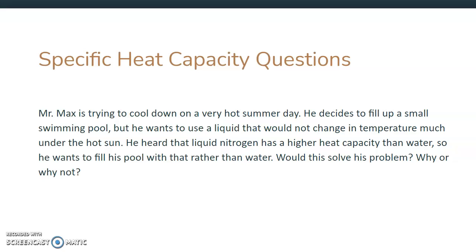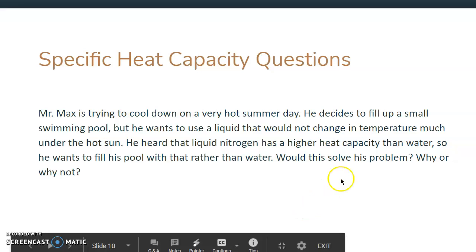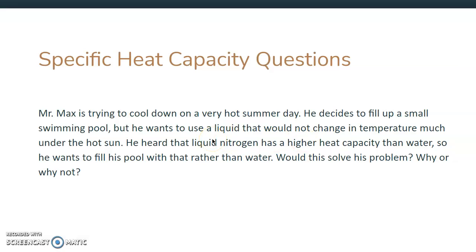So most people use water in their swimming pools because it has a high heat capacity, so we can get in and cool down very easily. It takes a while for the water to warm up, and it's nice to cool off on a hot summer day. But this liquid nitrogen has a higher heat capacity than water. So in theory, it seems like it would be a good idea. It seems like it would cool me down even faster than my water swimming pool would. So why might that not be a good idea?